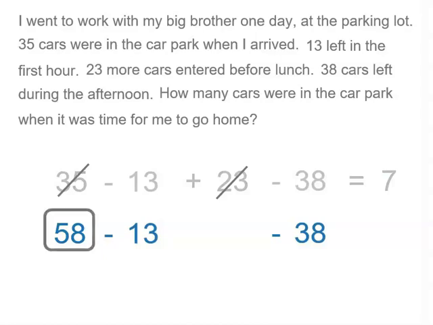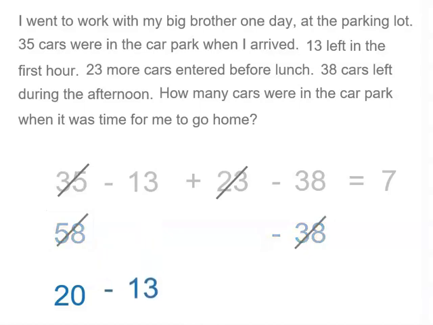But I like the idea of 58 minus 38 because that's 20. I only have to think of the tens place. So that's the next part I'm going to do. Cross those out. And all I have left is 20 minus 13, which equals 7. And that's what we got the first time.